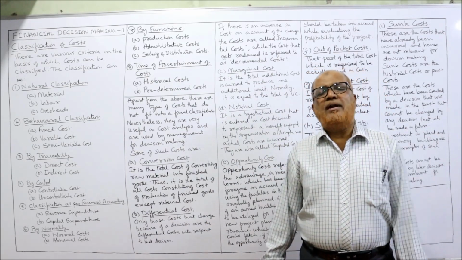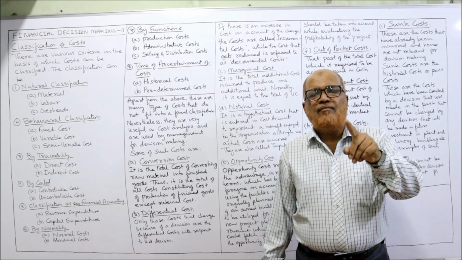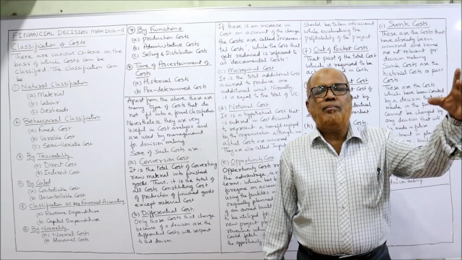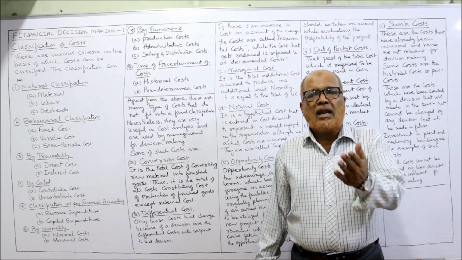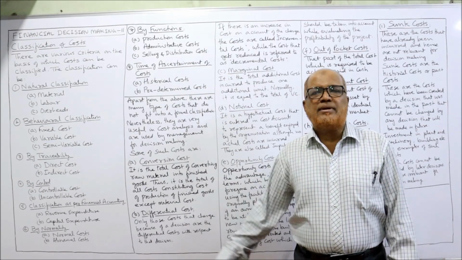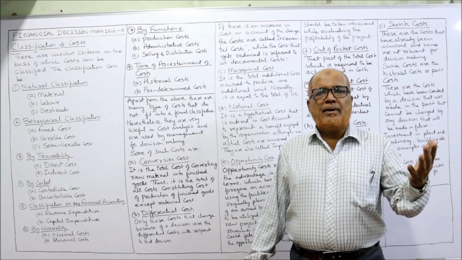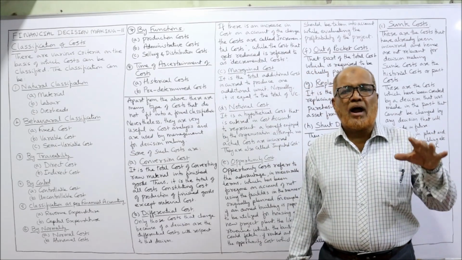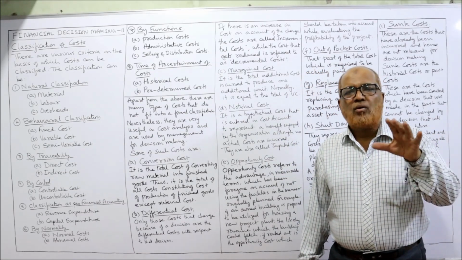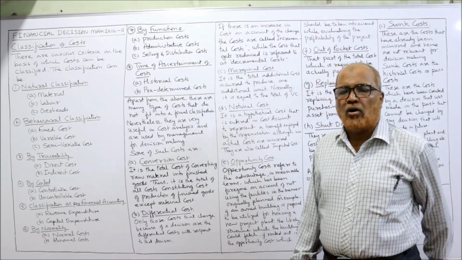Whereas capital expenditure means the expenditure incurred only once, but the benefit will accrue for a long period of time. The earning capacity of the business will increase by incurring capital expenditure. Example, machinery purchased, building purchased, furniture purchased, plant set up. These are called capital expenditure. Expenditure incurred only once, but the benefit for a long period.